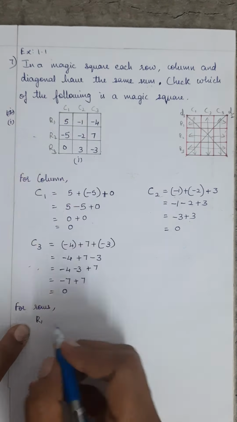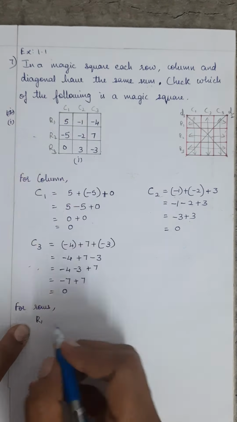For row 1, what is it? 5 minus 1 minus 4. So 5 plus minus 1 plus minus 4, which is equal to 5. What is 5 plus into minus? Minus 1. Again plus into minus is minus 4. Now this is minus minus, so we should add because it's same sign. 1 and 4, when we add, what do we get? 5. Take the sign of bigger number, that is minus 4 is bigger, so it will become minus 5. So what is 5 minus 5? 0. Okay, let's go to row 2.